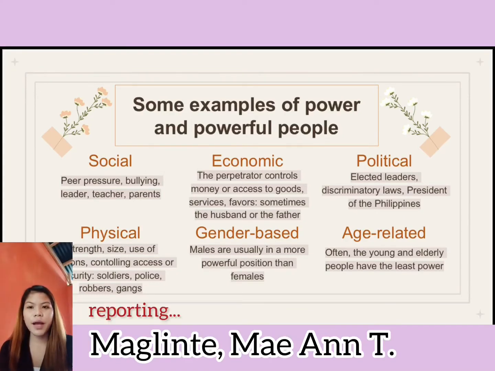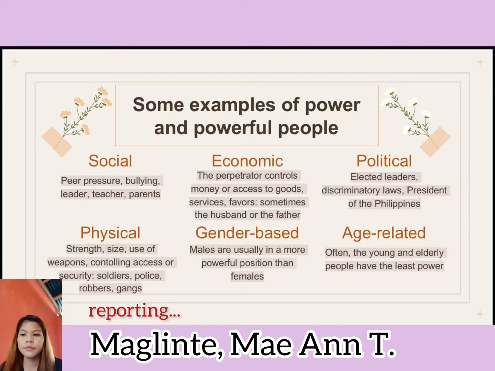So in political power, we have elected leaders, discriminatory laws, and the President of the Philippines. These people have political power over us because they govern the country or the province or the municipality. They also implement or make the laws, so they have political power over the people. Physical power. When we talk about physical power, of course, we look at the physical appearance itself, based on strength and size. Those who are big and strong have physical power. Another example is the use of weapons or controlling access, used by security, soldiers or police, and even robbers and gangs.